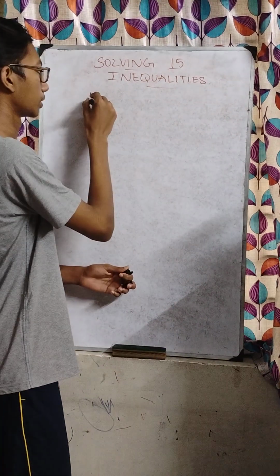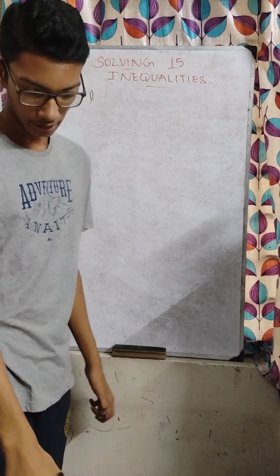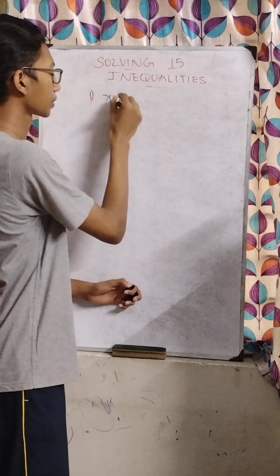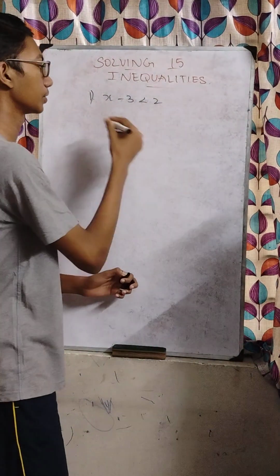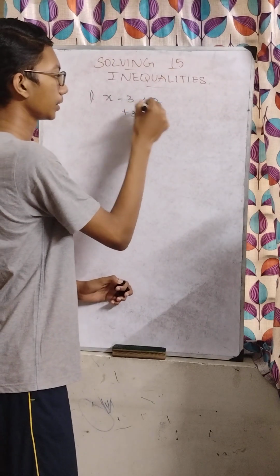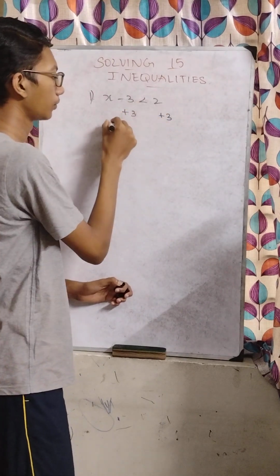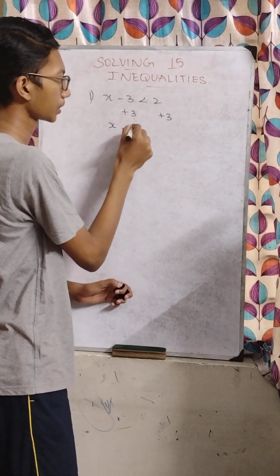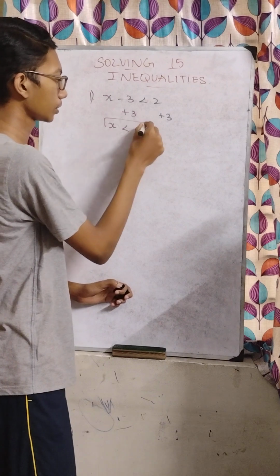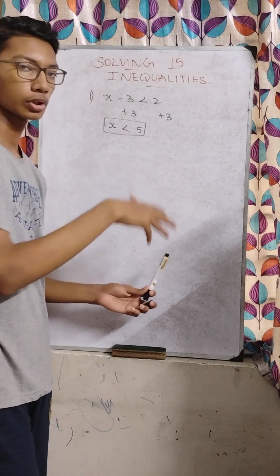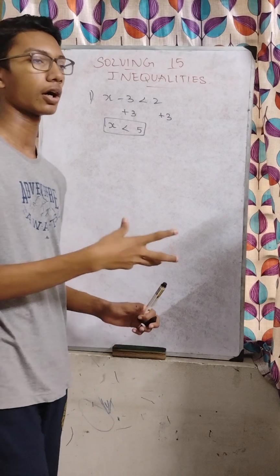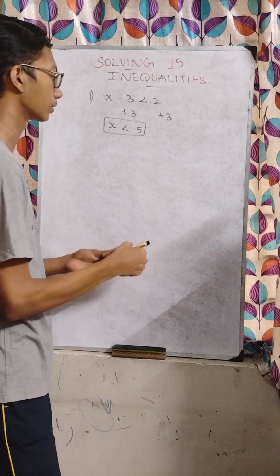Now the first question. We have x minus 3 less than 2. So how do we solve this? Add 3 on both sides. We get x less than 5. So this is the answer for this question. As we go through these questions, the questions will get harder.